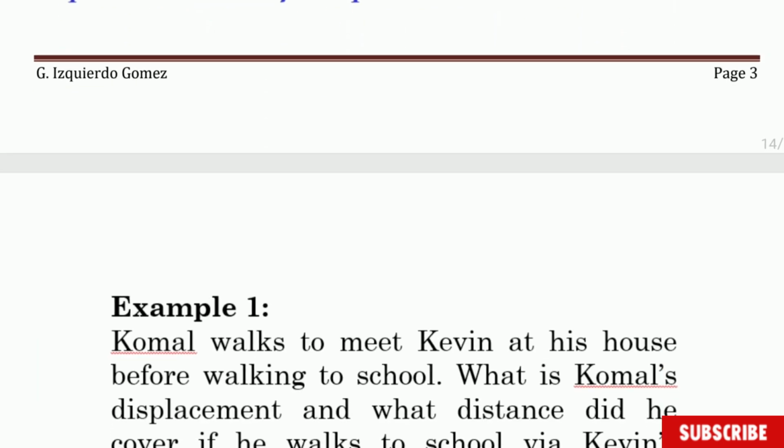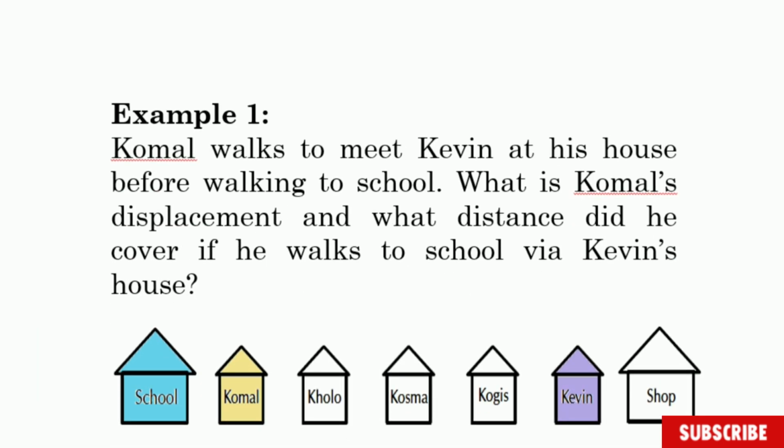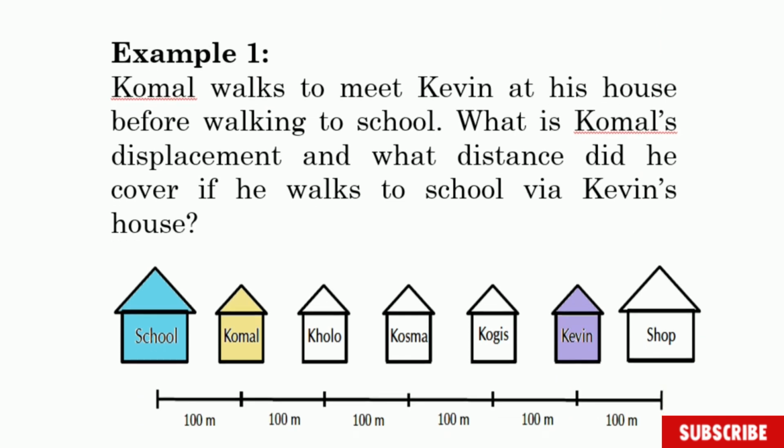There is one example here we can look at. They say Komal walks to meet Kevin at his house. Now, Komal is right here. Let me get the pen. It is Komal there. Walks to meet Kevin, and Kevin is right there at his house before walking to school. What is Komal's displacement and what distance did he cover when he walked to school via Kevin?